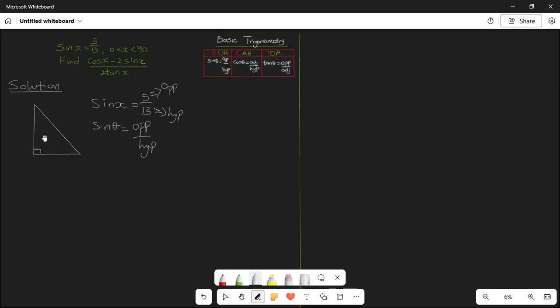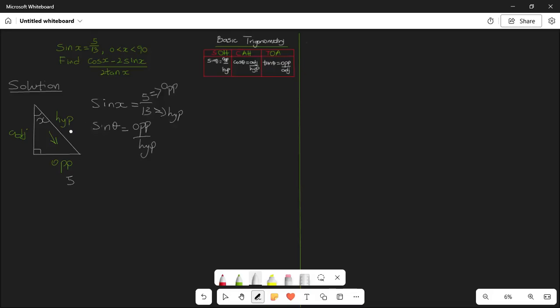So back to our triangle. If this is our x, the angle, remember wherever the angle is facing is the opposite. So this is our opposite side. This is the longest side, which is the hypotenuse. So this is the third side, which automatically is the adjacent. From our question, our opposite is 5, so this is 5. Then our hypotenuse is 13, so this side will be 13.